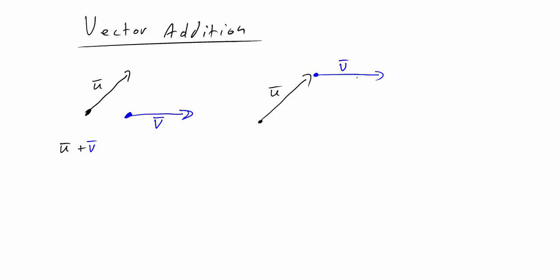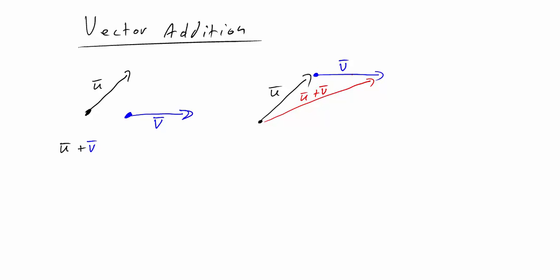So if we're going to add u plus v, that would be starting from the initial point of u and going to the terminal point of v. So this would give us u plus v. That is simply how we add 2 vectors together. Again, we refer to this as adding them head to tail.